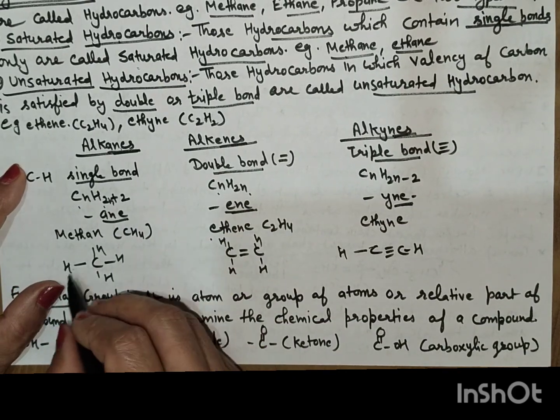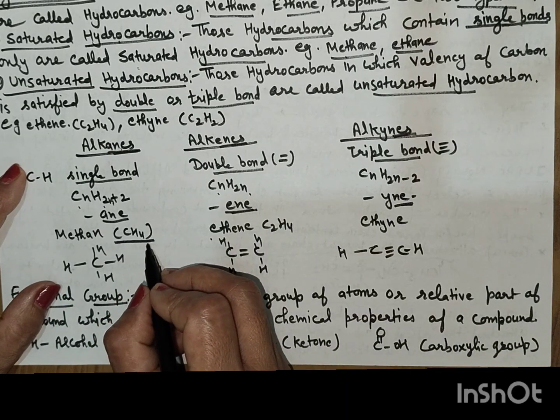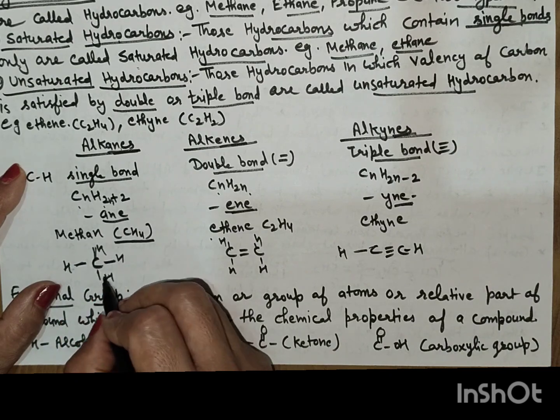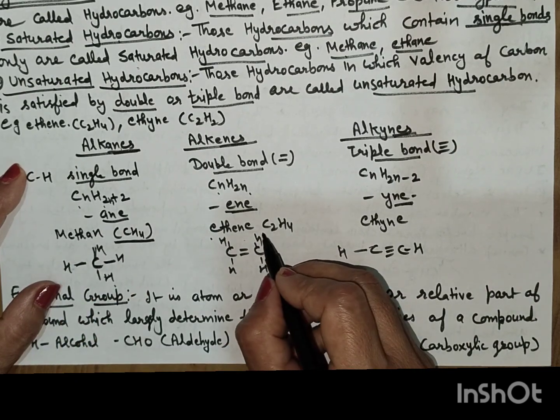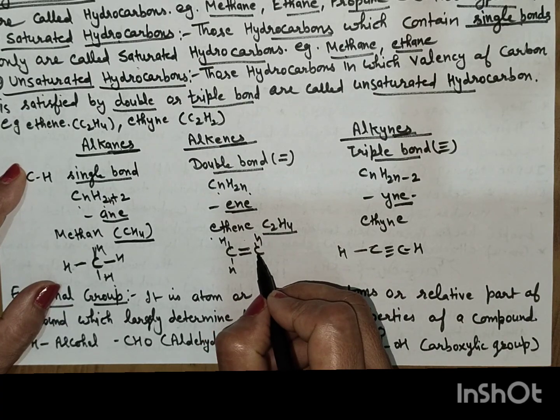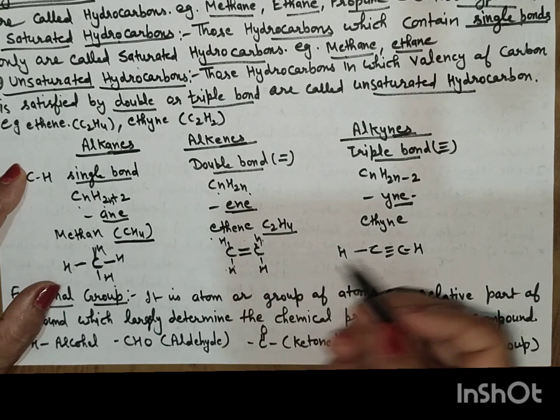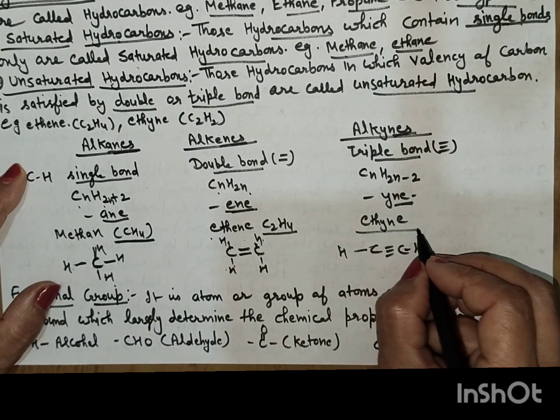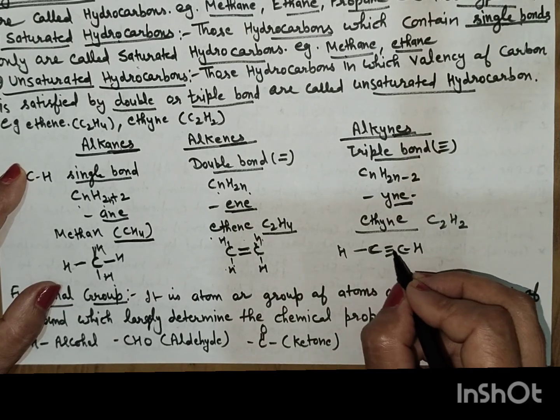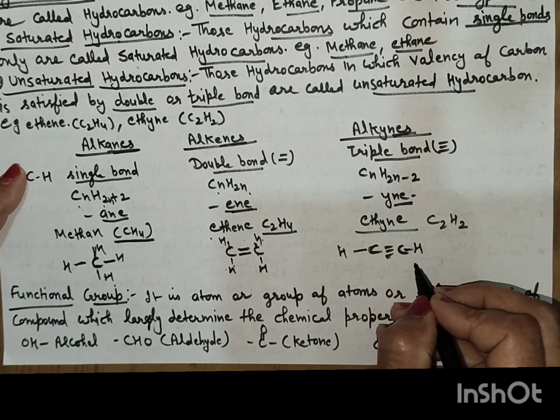Now methane. Methane has the chemical formula CH4. Carbon shares 4 valence electrons with the 4 hydrogen. Ethene is C2H4. Here carbon shows double bonding with the other carbon and shares 2 valence electrons with the hydrogen. Ethyne is C2H2. Here carbon shares triple bonding with the carbon and 1 electron with the hydrogen.